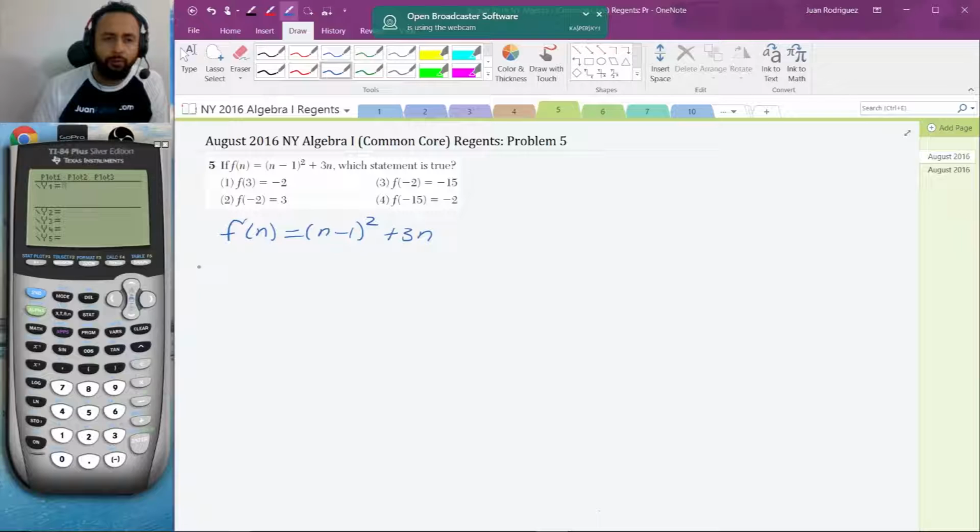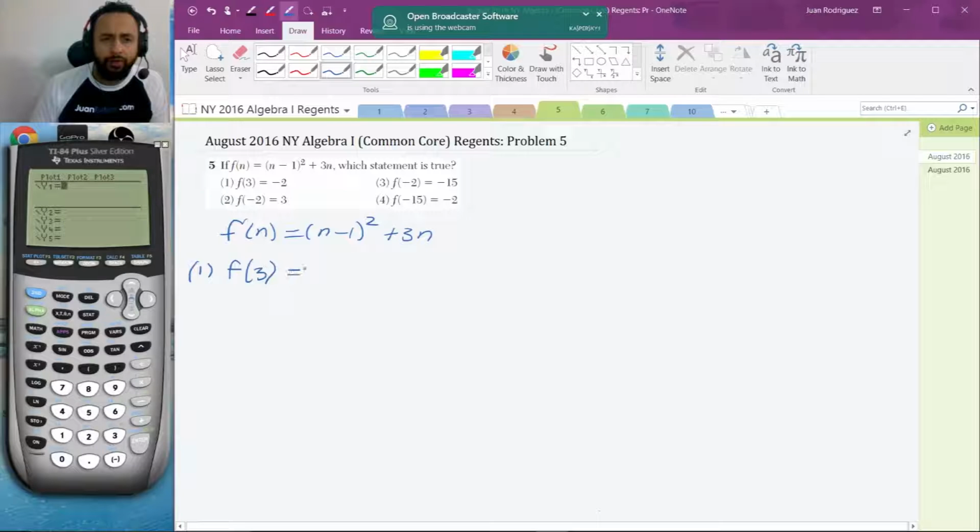I'm going to start with choice 1, because I noticed choices 2 and 3 both have f of negative 2, so those will get verified at the same time. I have a feeling choice 1 might be it. I could be wrong, but let's see, f of 3. I have to go by my gut.